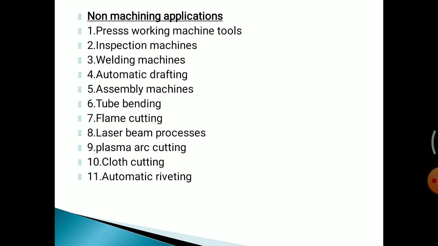Now the non-machining applications are press working machine tools, inspection machines, welding machines, automatic drafting machines, assembly machines, tube bending machines, flame cutting, laser beam processes, plasma arc cutting, cloth cutting, automatic riveting. So these are the non-machining applications of NC machine tools. We come to know that the NC machine tools are not only used for machining applications but can also be used for non-machining applications.